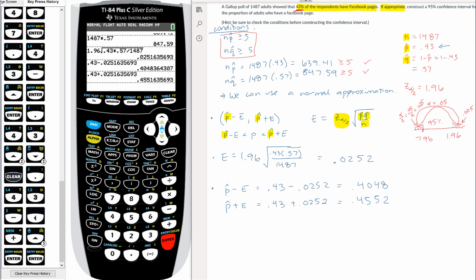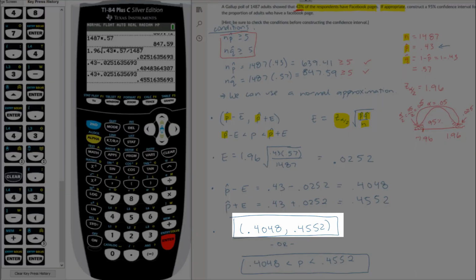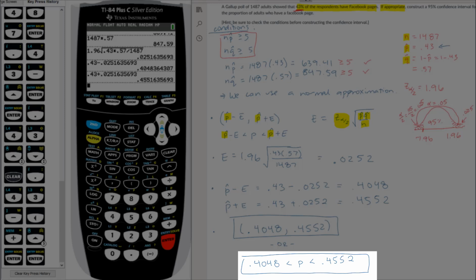The confidence interval can be written in one of 2 ways. You can write it in interval notation, or you can write it in inequality notation. If you write it in interval notation, we're going to write 0.4048 to 0.4552, or you can write it in inequality notation, which would be 0.4048 is less than p is less than 0.4552. So you could write it in either one of these 2 ways, and both answers are completely accurate.